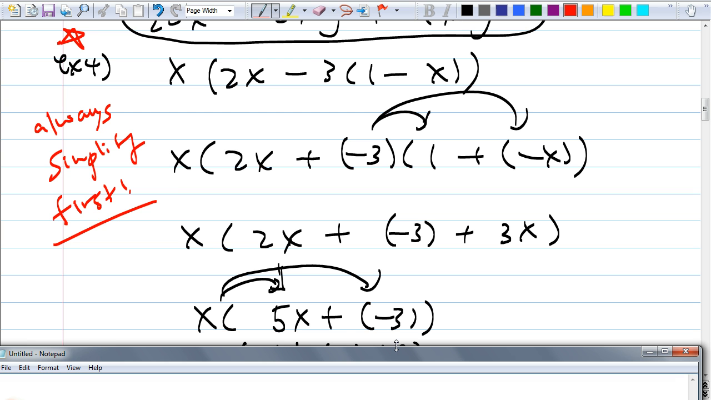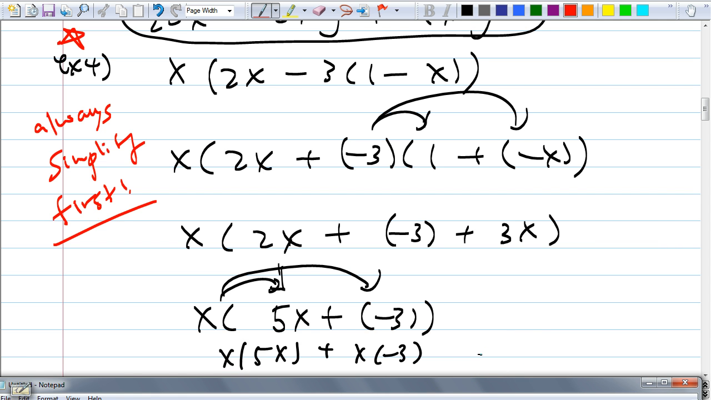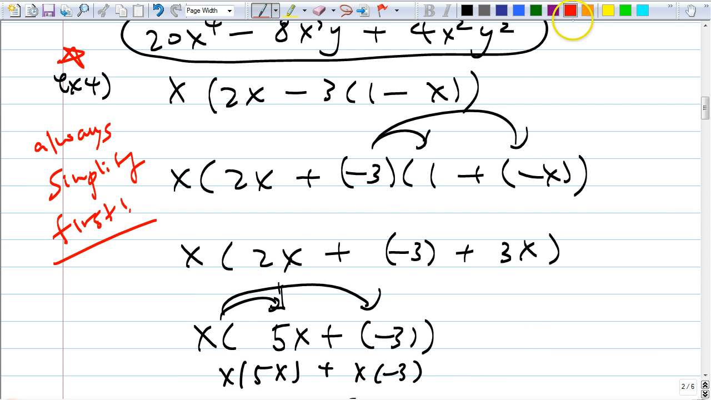x times 5x, right? Plus x times negative 3 is exactly right. So this is what we get, right? And of course, let's multiply them out. Look, let me actually write out the exponents. This is x to the what power right here? Even though you don't see the exponent, this is x to the first. Here, 5x to the first again, and this is x to the first.